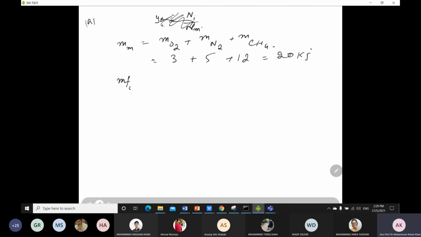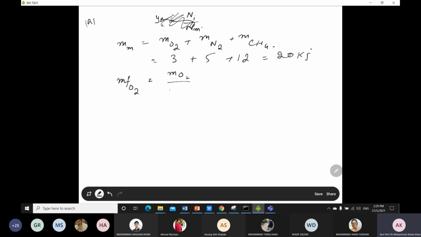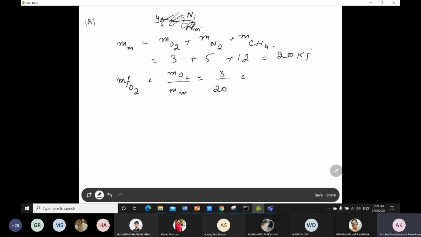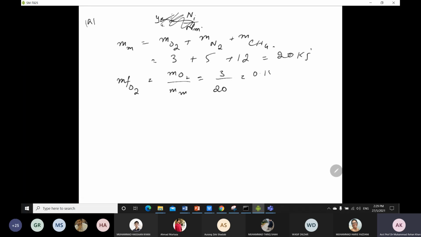So for example, if we have to find mass fraction of O2, simply we use mass of O2 over mass of mixture. Okay, so mass of O2 is 3 and mass of mixture is 20. Okay, you just take the ratio of these two terms, so you will get 0.15. Okay, so similar way, mass fraction of N2, which is equal to mass of N2 over mass of mixture, and which is equal to 5 over 20. Okay, and from this we can easily say it will be equal to 0.25.